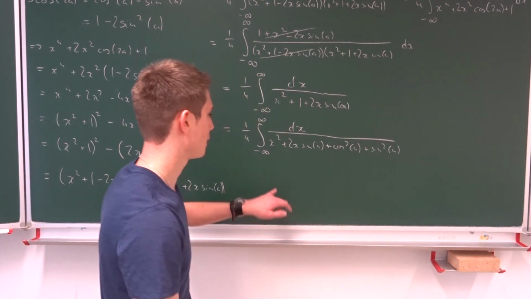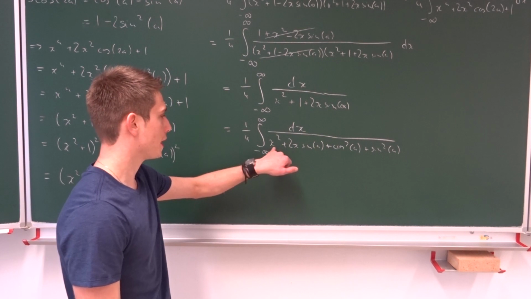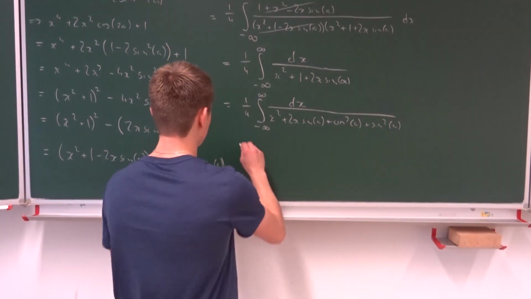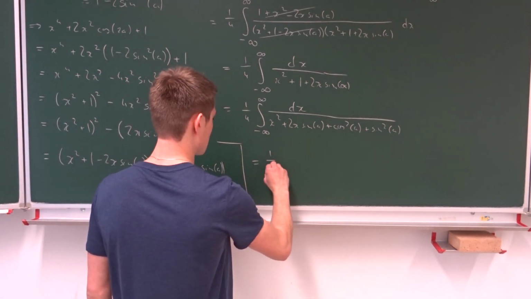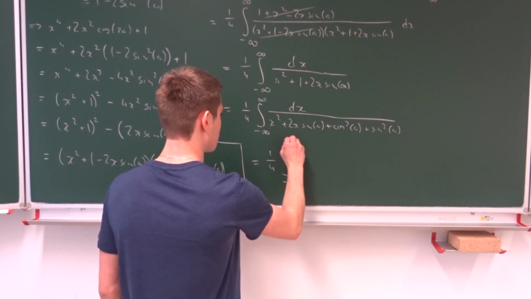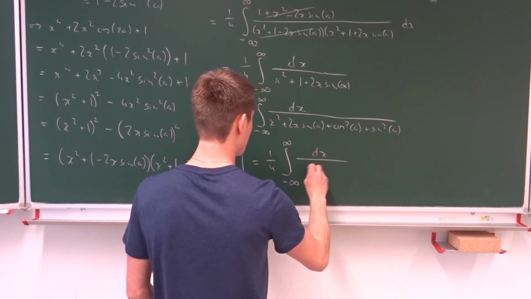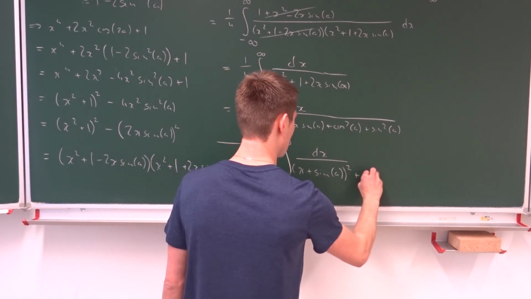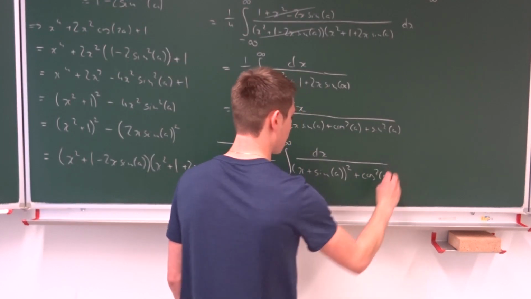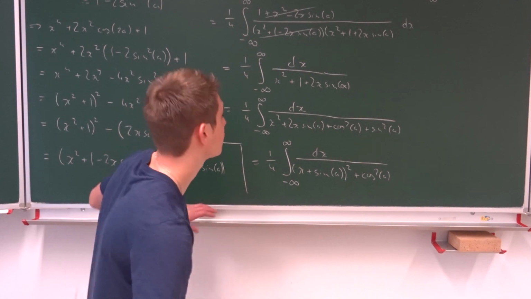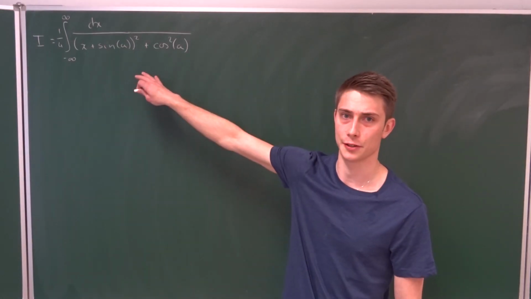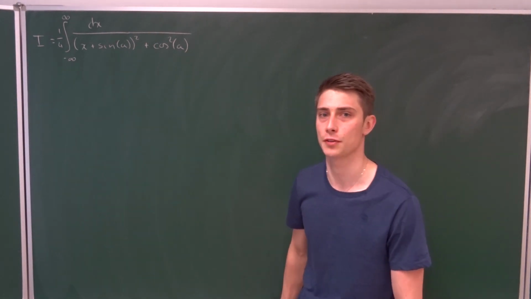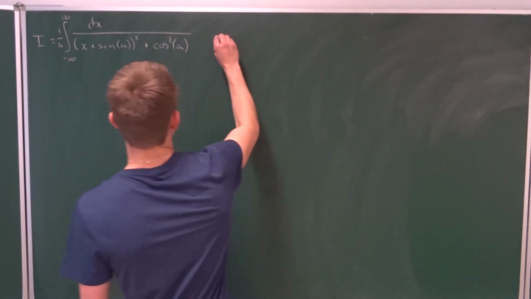And that's good too, because we can factor this one out. So x squared plus 2x sine of a plus sine squared of a is nothing else than, okay, so that equals 1 over 4 times the integral of dx divided by x plus sine of a squared plus cosine squared of a. And now we can move on. So what we are left with now is this little integral, and that's really easy to solve, because that's nothing else than the inverse tangent of something. So let's solve this one, and then we are as good as done.